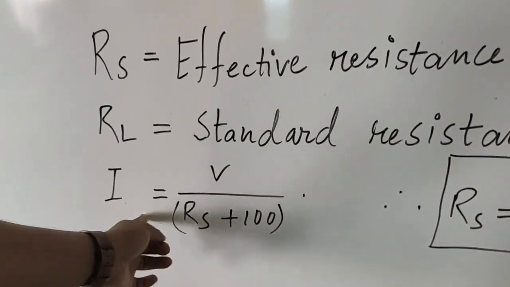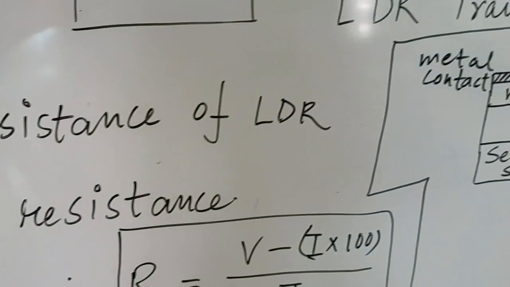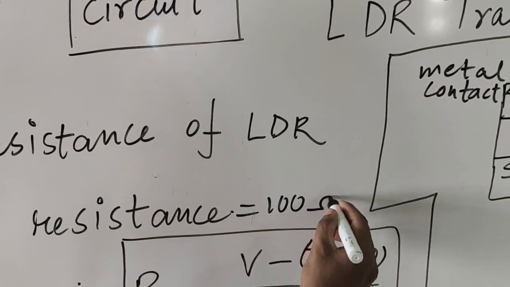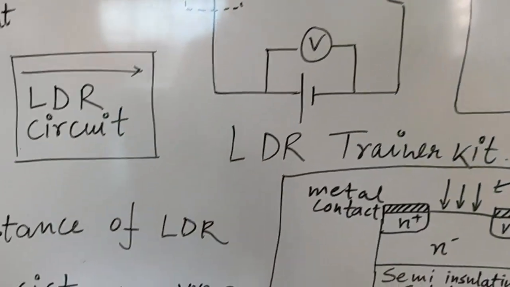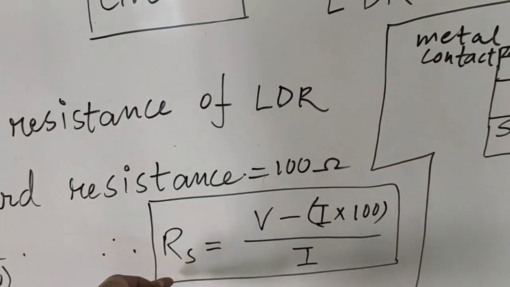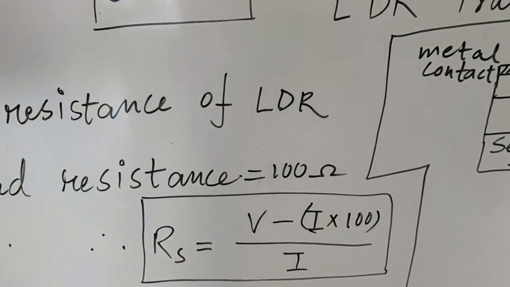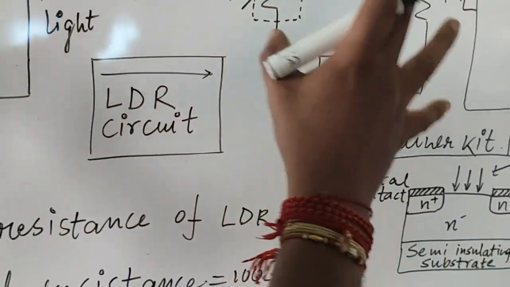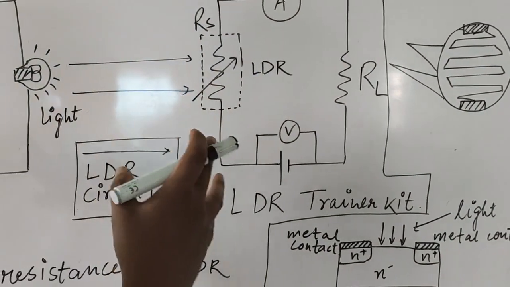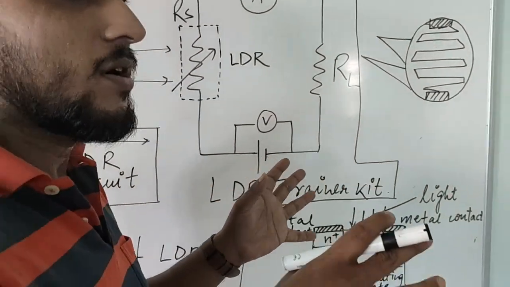resistance. So I is equal to V upon RS plus 100. Correct? 100 is its value, 100 ohm. Here 100 ohm, and RS is LDR's resistance. So from this equation you can determine RS equal to V minus I into 100 upon I. This is nothing but the whole phenomenon of LDR. So we are going to see the same thing experimentally, and check how the resistance changes depending upon the intensity of light, right?